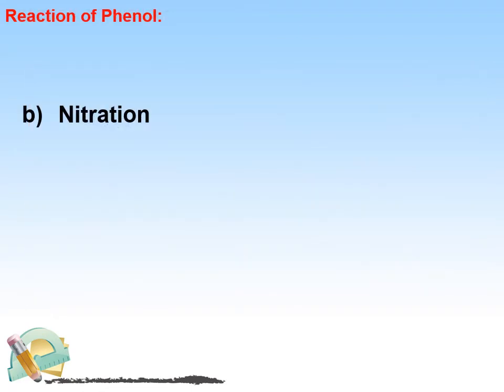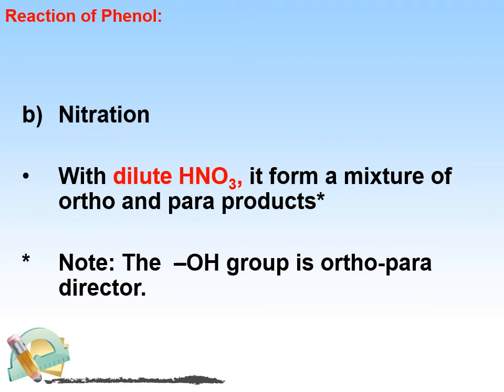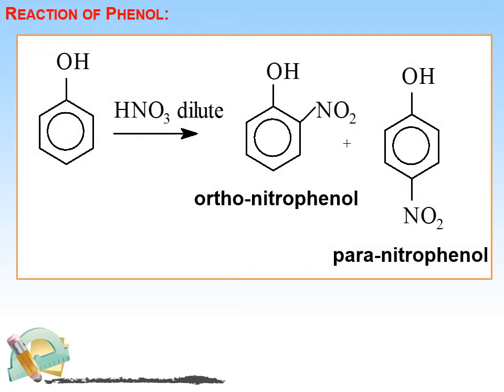Next, we are going to look at nitration. The first nitration is using a dilute solution of nitric acid. Phenol will form a mixture of ortho and para products because the OH group in phenol is an ortho-para director. Here is the reaction. As you can see, the 2 compounds produced are ortho-nitrophenol and para-nitrophenol. You can also name these products as 2-nitrophenol and 4-nitrophenol.